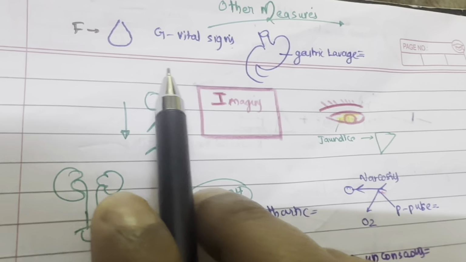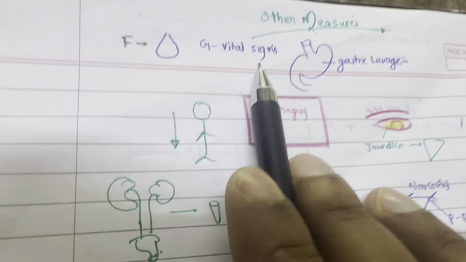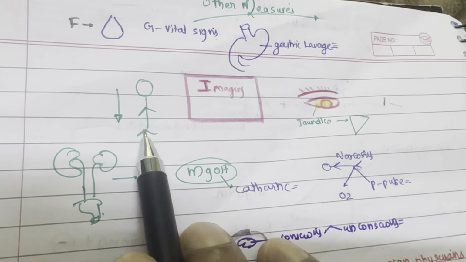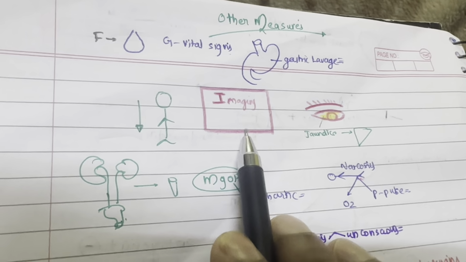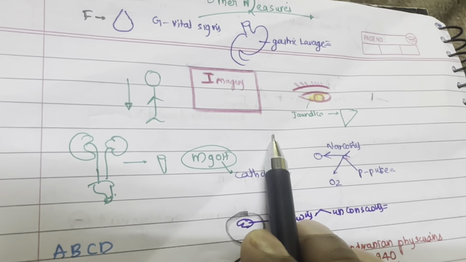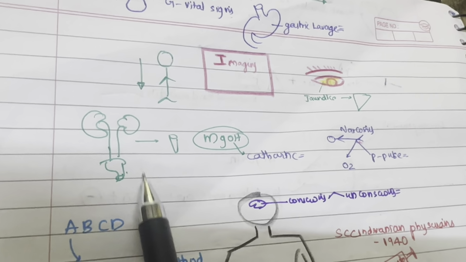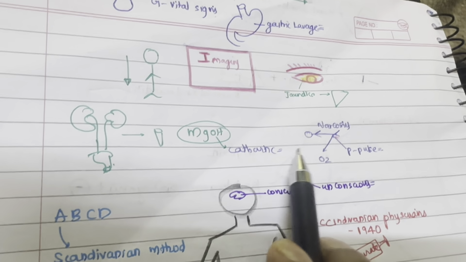Other measures, additional for memory, to manage poisoning. These are not necessarily immediate measures. F: fluid management. G: vital signs, gastric lavage, head to toe examination. Imaging for radiopaque poisoning, intervention, inspect for jaundice, attend to hepatotoxic poison, kidney failure, attend to laboratory tests, magnesium hydroxide cathartic, narcosis, attend to observe oxygen pulse.